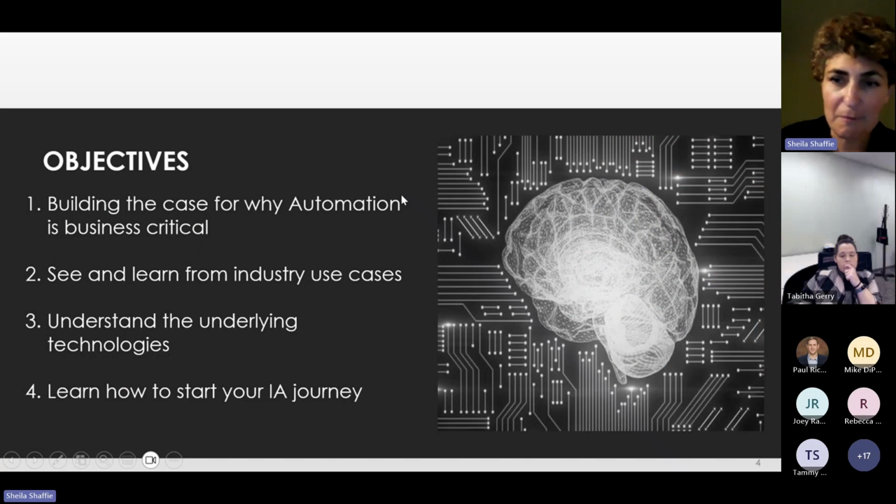So we just very briefly discussed the objectives. Really, today, if you walk away feeling like I have a better sense of what intelligent automation is and what the key tools are, and I have a sense of how I can apply some of these tools, I would consider that a significant win. And again, like Paul mentioned, please feel free to put your questions along the way, because I'm sure if you're thinking it, there are others that are thinking it as well.